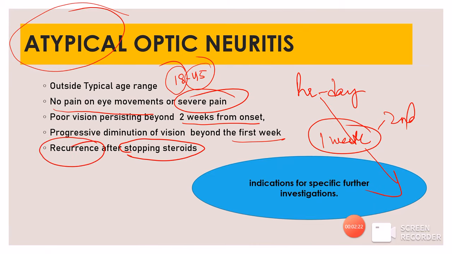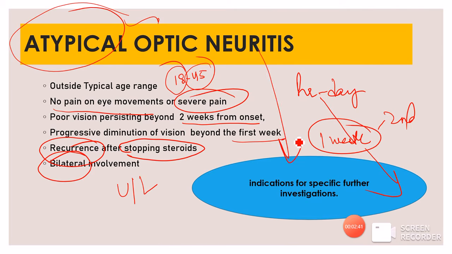Such patients will also have bilateral involvement. So what did I tell you? A typical optic neuritis case usually will be unilateral. So whenever there's bilateral optic neuritis, you have to think in terms of atypical optic neuritis. Now this is all very important, because whenever there is a case of atypical optic neuritis, you have to think in terms of certain specific further investigations, because it might not be a simple multiple sclerosis, it might be other demyelinating disorders, which will need a totally different approach and a different treatment.